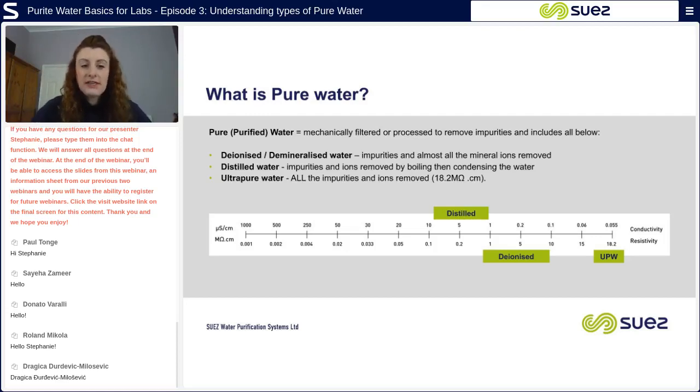Ultra pure water is water that has been purified to the highest level of purity, where all impurities and ions have been removed. Ultra pure water is a type of pure water and has the highest resistivity of 18.2 megohms.